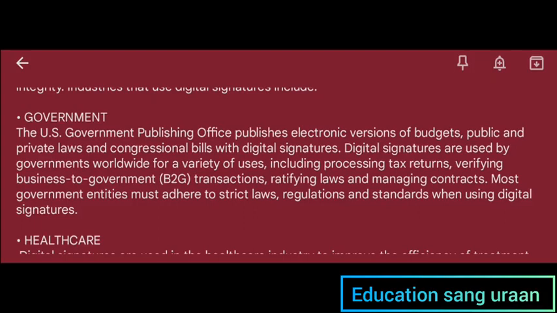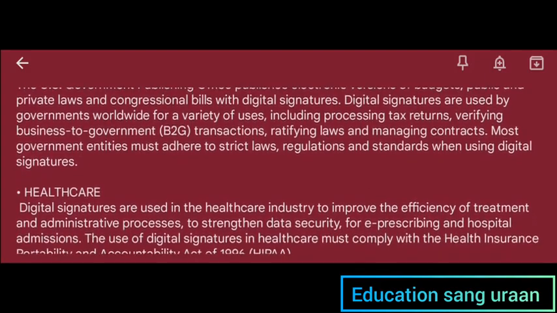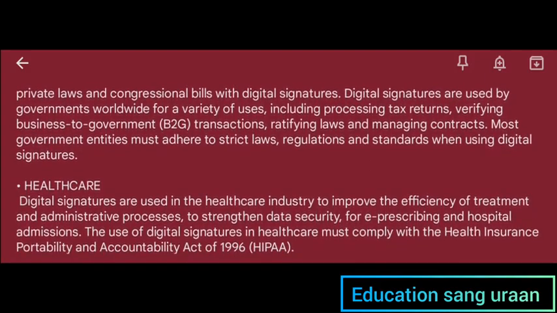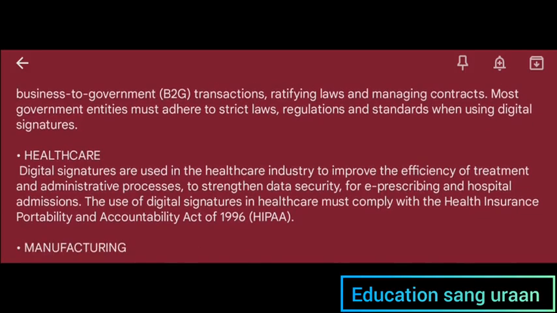Digital signatures are used by governments worldwide for a variety of uses, including processing tax returns, verifying business-to-government transactions, ratifying laws and managing contracts. Most government entities must adhere to strict laws, regulations and standards when using digital signatures.